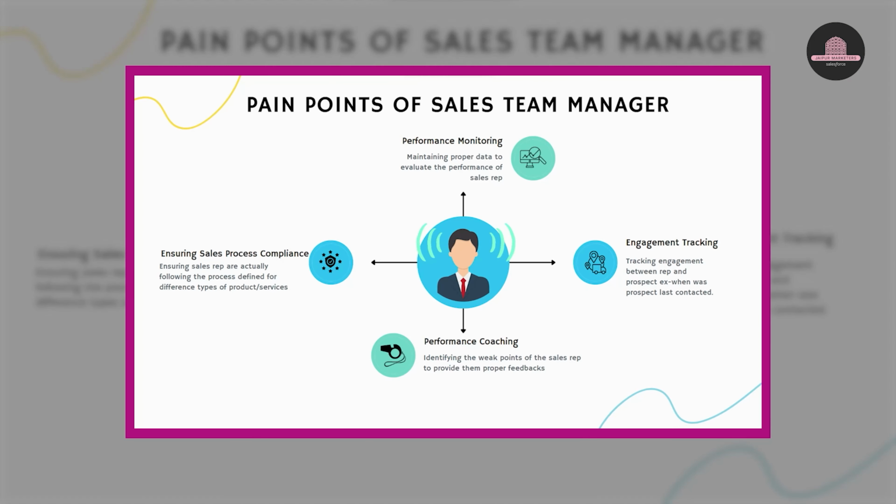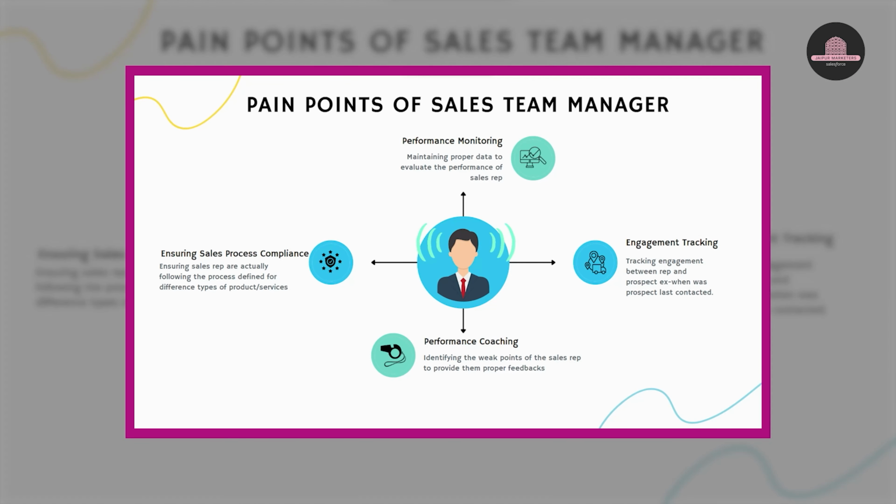Then we have performance coaching. After going through tons of data and figuring it out somehow, Ajay has identified that I am not performing very well. I am not closing leads on time. I am not generating enough revenue. I am not meeting my target. Ajay has identified that there is a problem, but he has not identified the main weak points on which he has to give me feedback.